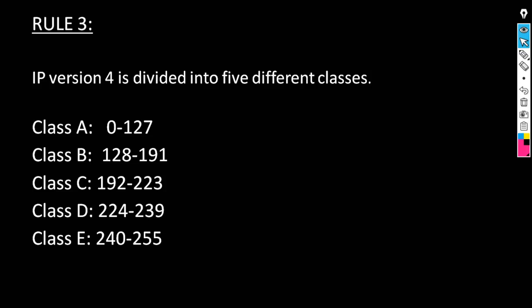Now we'll talk about rule number 3, which states that IP version 4 is divided into 5 different classes. We have class A, B, C, D and E. Class A is from value 0 to 127. Class B ranges between 128 to 191. Class C ranges between 192 to 223. And class D is from 224 to 239, and class E is from 240 to 255.